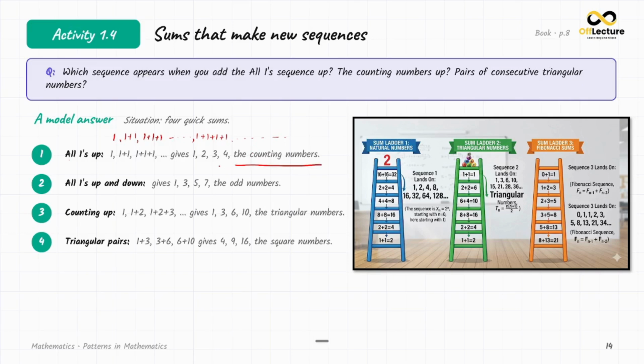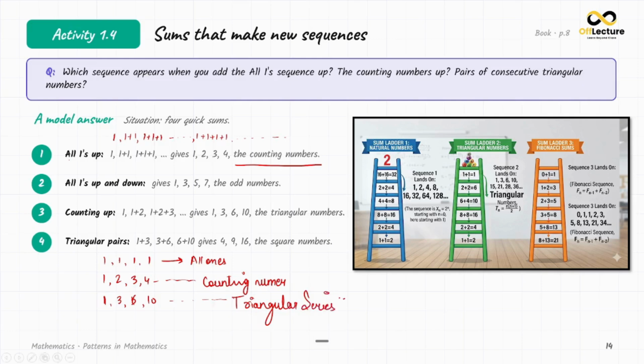Now if we keep adding the counting numbers, like 1, 1 plus 2, 1 plus 2 plus 3, 1 plus 2 plus 3 plus 4, we get 1, 3, 6, 10. So this will give you the triangular series. That is, we start from all ones, then we get to the counting numbers, and then we get to the triangular series.